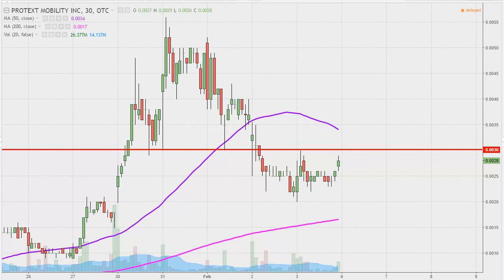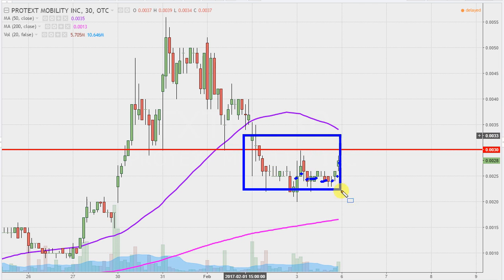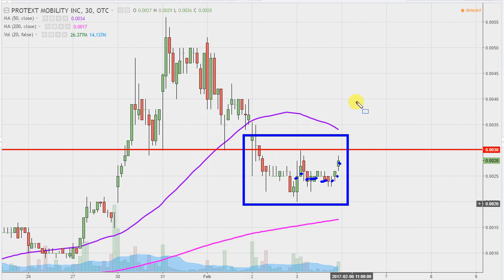Real quick, what do I mean by 30-minute, in case maybe you're new to charts? Instead of each one of these candlesticks representing one day's worth of price action, which is what you would normally see, each one represents 30 minutes. So while this may look like a couple weeks' worth of time, it's actually just today's price action broken down into 30-minute time slices.